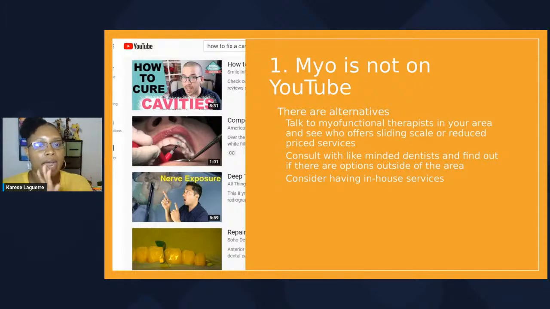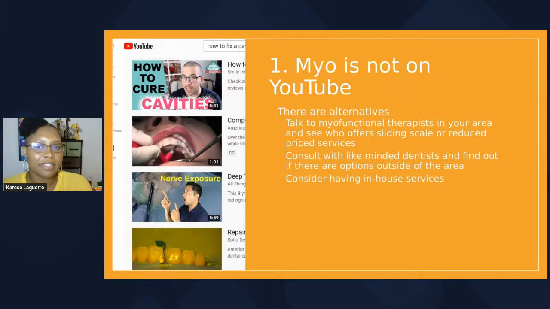There are some people who do hybrid types of therapy. I would highly encourage all of you to talk to a local myofunctional therapist in your area and see what's going on. There are some therapists who offer sliding scales, reduced prices, payment plans, and ways to make it work for the patients. Okay. So it doesn't have to be the same thing. With all myofunctional therapists, we're not all alike. Everybody kind of runs their business a little differently.